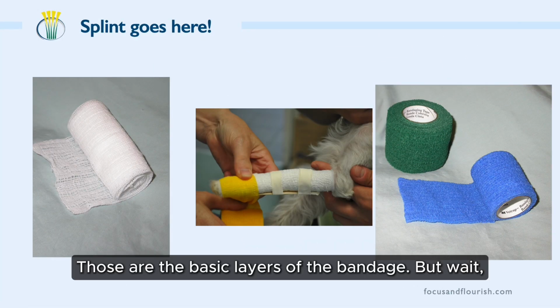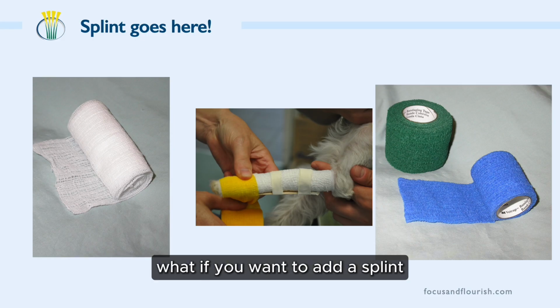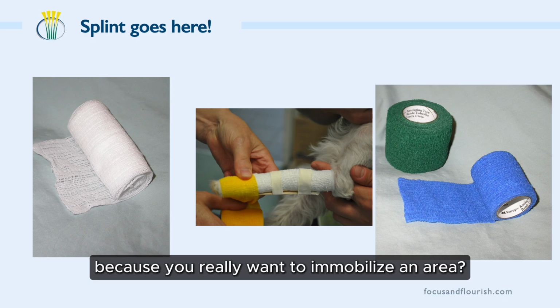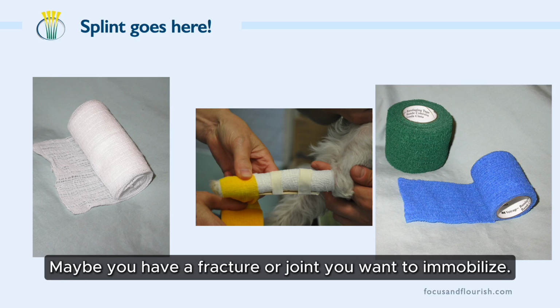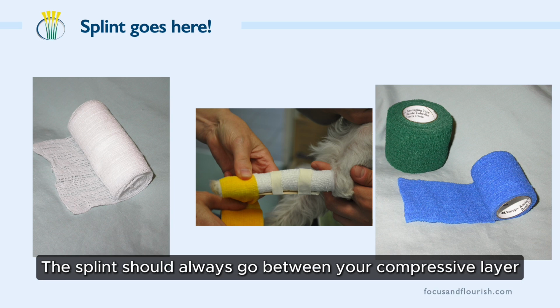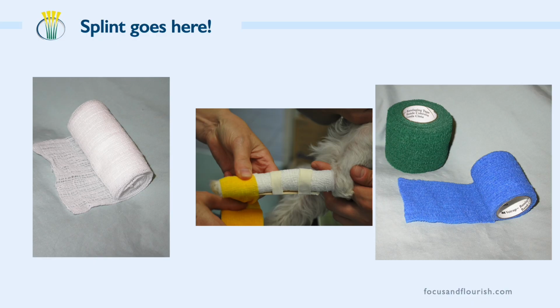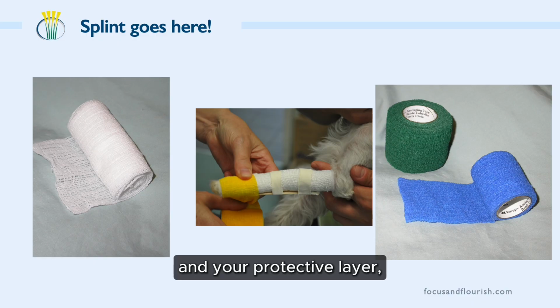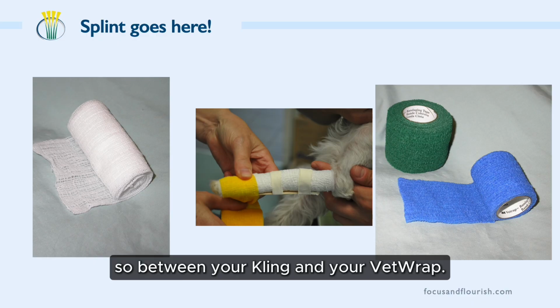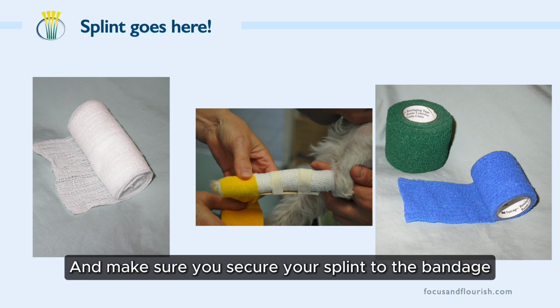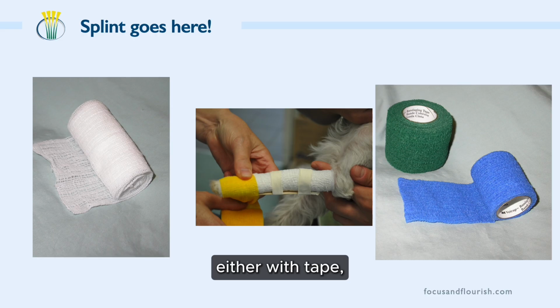So those are the basic layers of the bandage. But wait, what if you want to add a splint because you really want to immobilize an area? Maybe you have a fracture or a joint you want to immobilize. The splint should always go between your compressive layer and your protective layer. So between your cling and your Vetrap, and make sure you secure your splint to the bandage, either with tape.